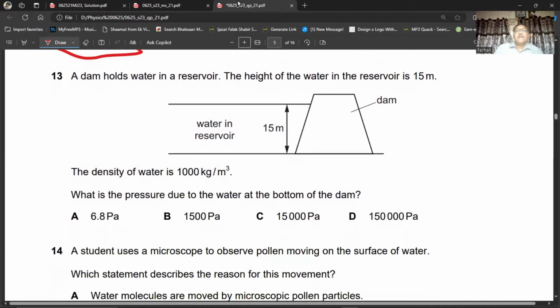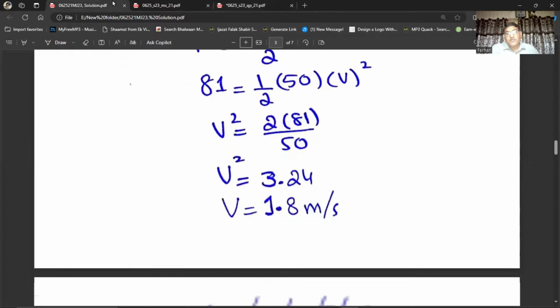Question number 13. It says, a dam holds water in a reservoir. The height of the water in the reservoir is 15 meters. The density of the water is 1000 kg per meter cube. What is the pressure due to water at the bottom of the dam? Okay, the height of the water above the point of observation is 15 meters. You know the pressure is equal to rho gh. We are looking for the pressure due to the water, so rho gh is the formula.